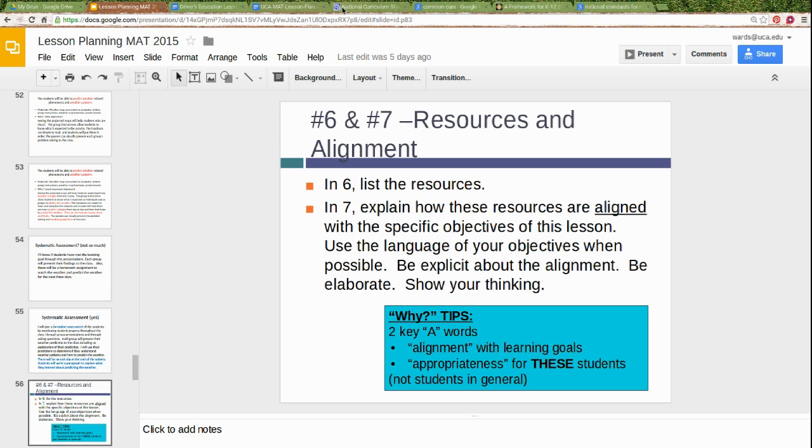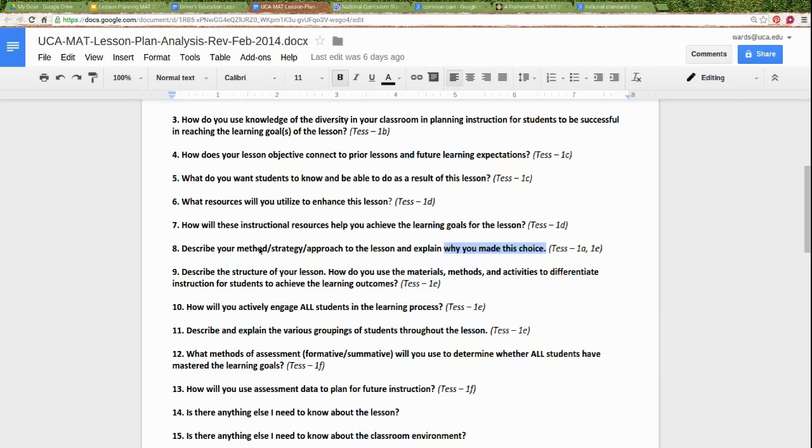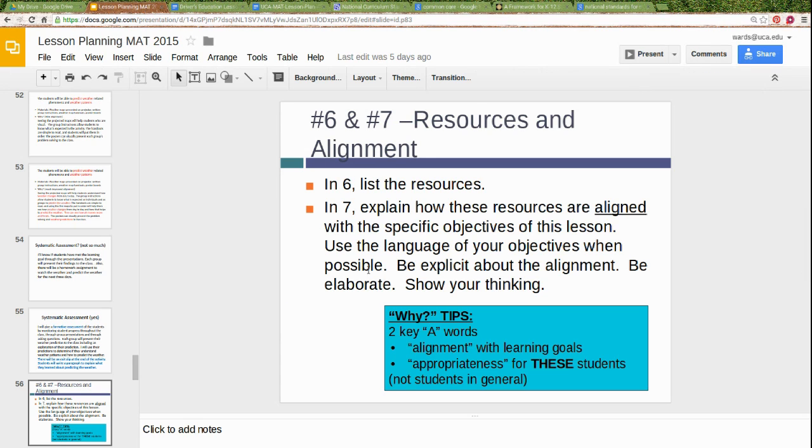Number 6 and 7. So here's what it looks like on the analysis, what resources and how we'll use those. We've talked about this one a little bit, but here are some actual slides for you. Number 6, list your resources or materials. Number 7, explain how these are aligned with the specific objectives. Use the language of your objectives. Be explicit about your alignment. Be elaborate. Show your thinking.